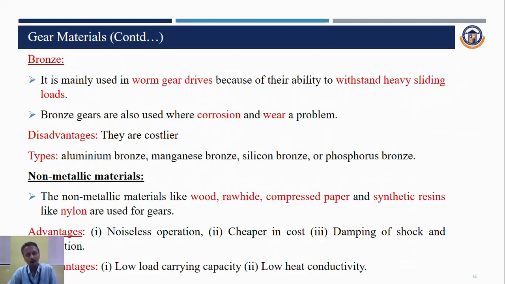Next, we move on to non-metallic materials. Non-metallic materials like wood, rawhide, compressed paper and synthetic resins like nylon are used for gears. The advantages are noiseless operation, cheaper cost, and damping of shock and vibration. So these are the advantages of non-metallic materials. Disadvantages of non-metallic materials are low load carrying capacity and low heat conductivity.